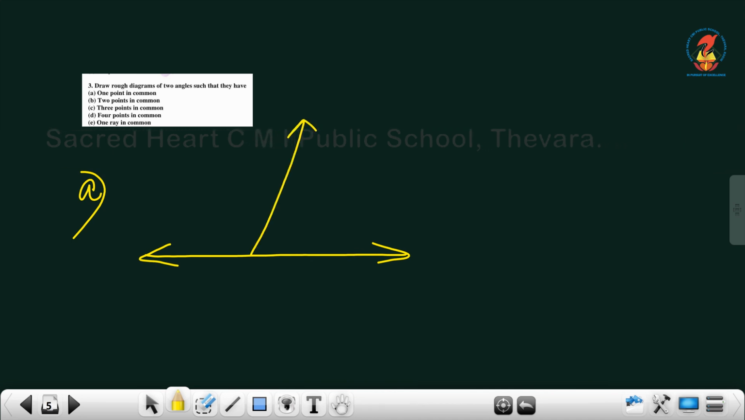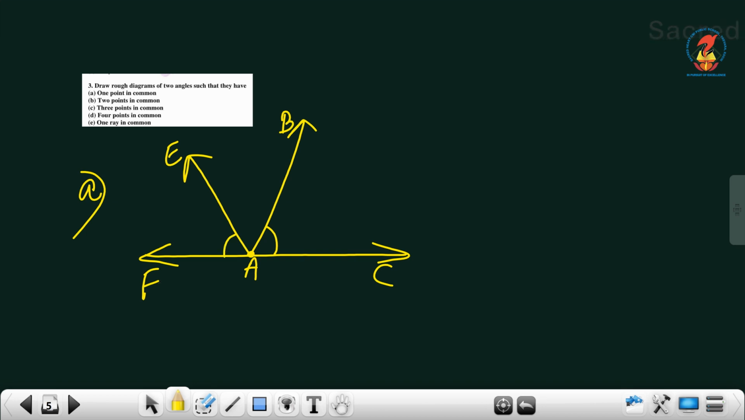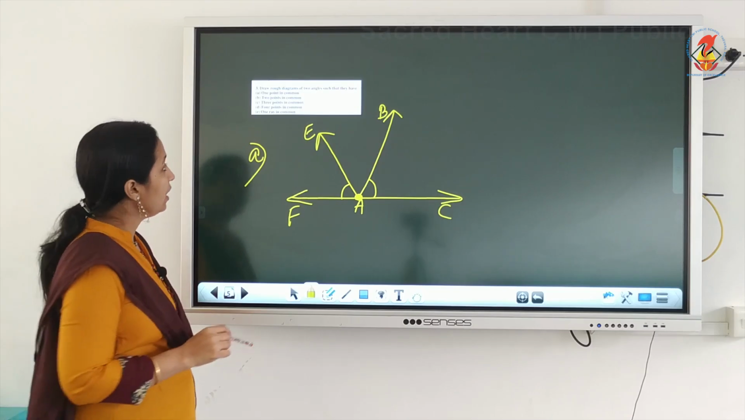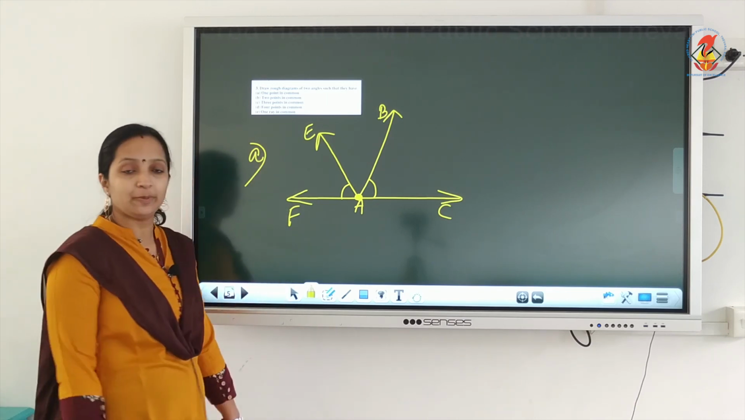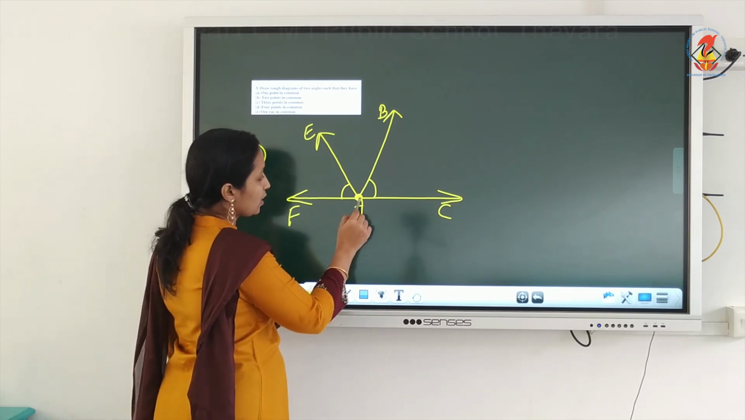Suppose this is the figure, and drawing it this way, I am giving you points A, B, C. Here you can see one angle, ABC, and AEF. Here also one angle. Two angles are there, and which is the common point? A is the common point. Okay, children? I hope it's clear. We have to draw a rough diagram representing two angles with one point common. So here A is the common point.